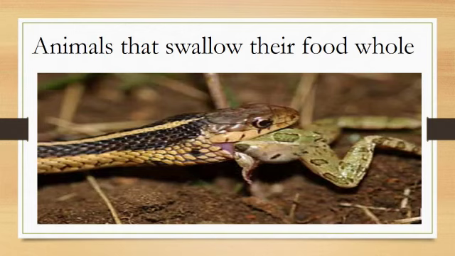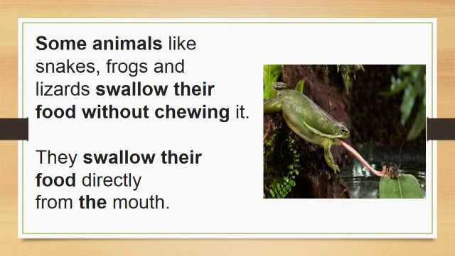Next, let us discuss those animals who swallow their food as a whole. As you can see here, a snake is taking the frog directly into its mouth. So, we can say that some animals like snakes, frogs, and lizards swallow their food without chewing it. They swallow their food directly from the mouth.